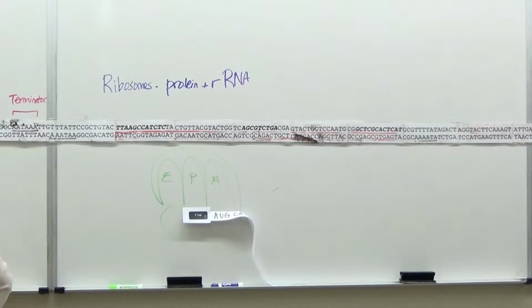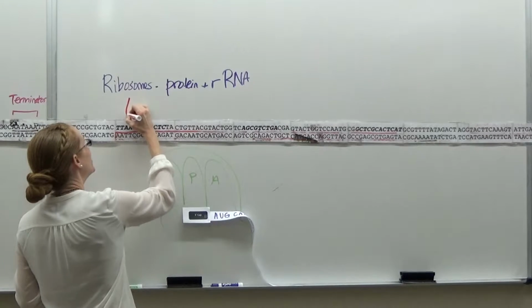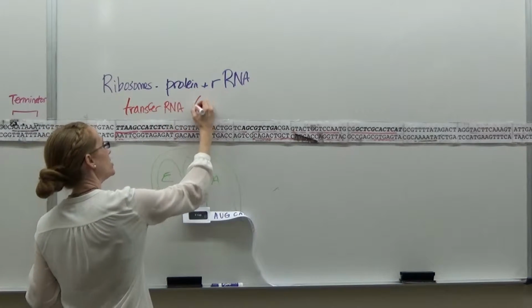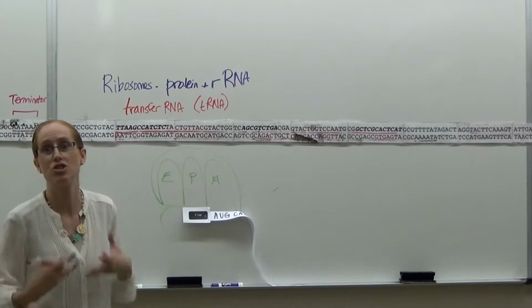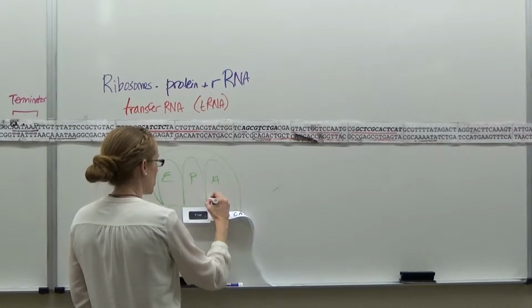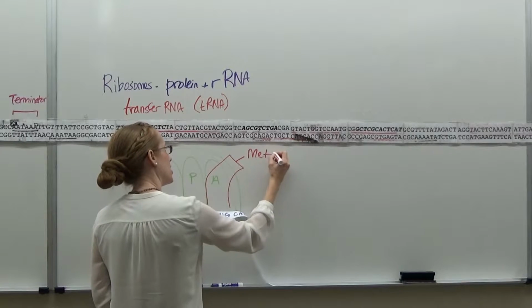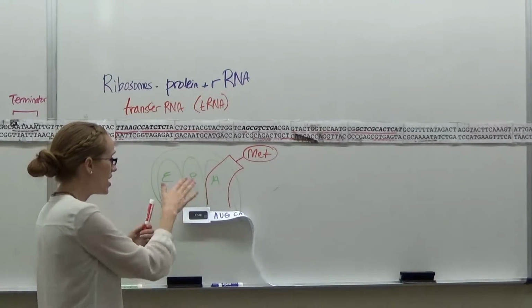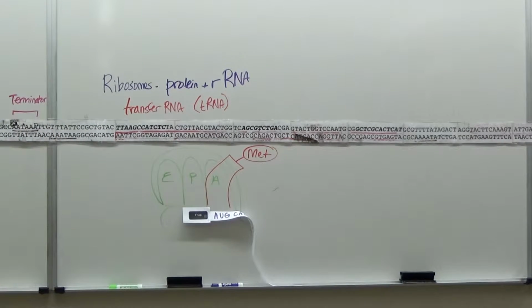And so we get what we call a transfer RNA, a tRNA, and these transfer amino acids to the ribosome. So a transfer RNA will come in like that, and it's carrying a methionine, and it comes into this site. Now, it's got to be able to recognize that AUG.